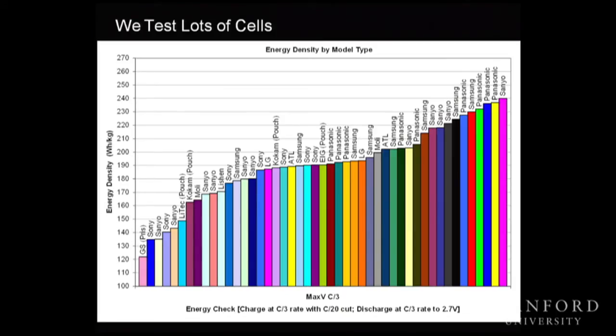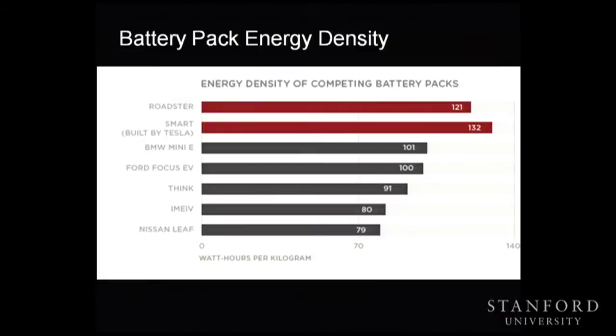Some examples of cells that are out there. If somebody out there is making an 18650, we've put it on our testers and run it to see where it falls in terms of energy density. And you can see they're averaging about 200 watt-hours per kilogram. So what does that mean in terms of a pack?